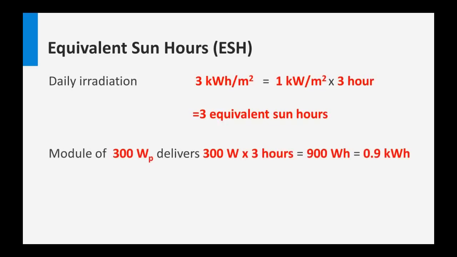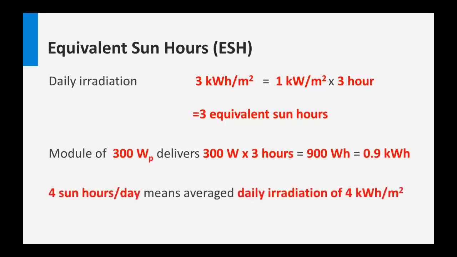And this is a handy parameter. If we consider again, for instance, the module of 300 watt peak, it means that on one day, if you have 3 sun hours on average, it delivers 300 watts times 3 hours, which is 900 watt hours or 0.9 kilowatt hour of energy. So if we would have 4 sun hours per day, it means that the average daily irradiation would be 4 kilowatt hours per square meter.